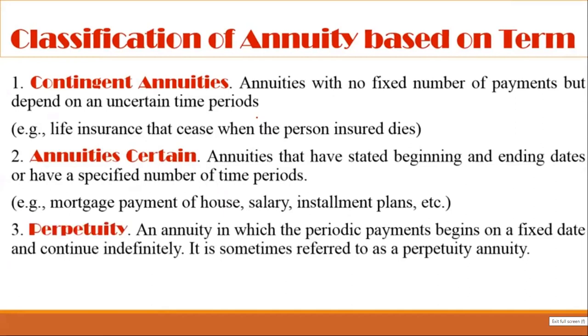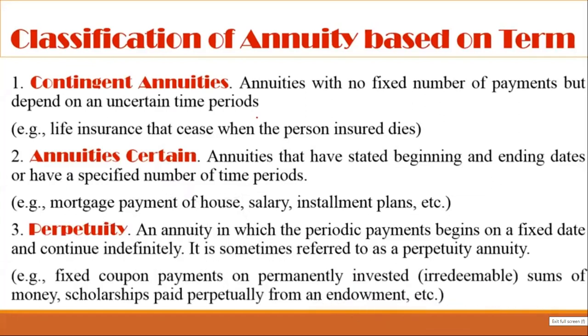And for perpetuity, this is an annuity in which the periodic payments begin on a fixed date and continue indefinitely. It is sometimes referred to as the perpetuity annuity. Examples are fixed coupon payments on permanently invested, irredeemable sums of money, scholarships paid perpetually from an endowment, and etc.